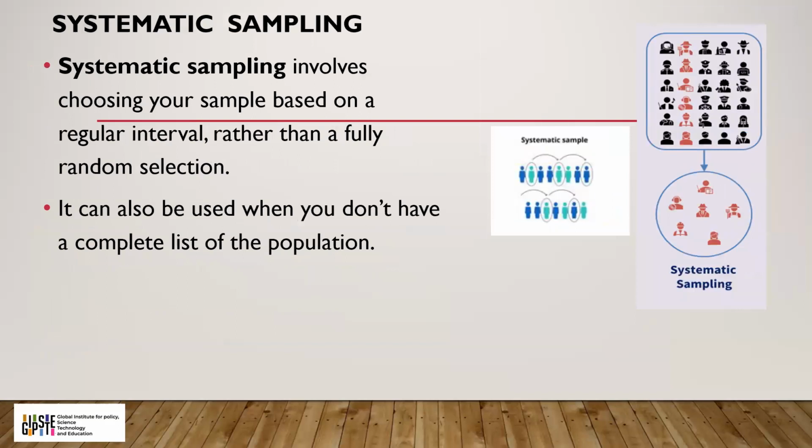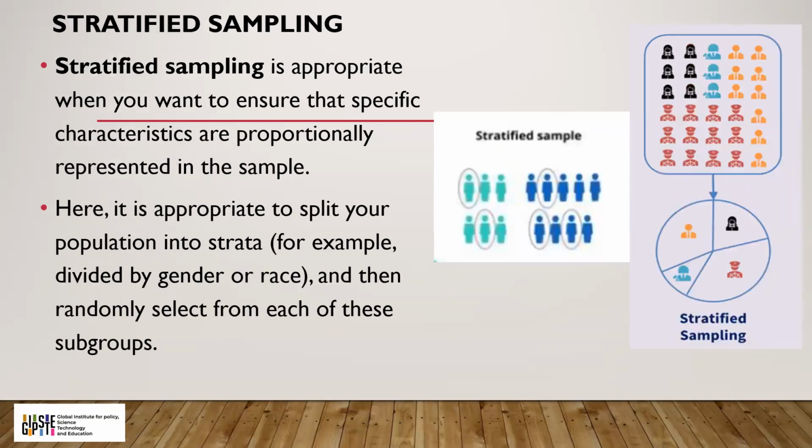The next is systematic sampling. Systematic sampling involves choosing your sample based on a regular interval. You can use the K interval, the nth interval, okay? So you need to set your interval level. So systematic sampling involves choosing your sample based on a regular interval rather than a fully random sample. It can also be used when you don't have a complete list of the population. Very important.